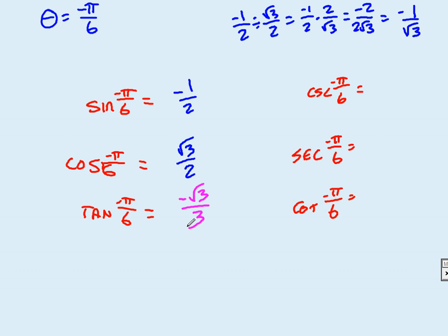Then again, I flip them around, so I'll have negative root 3 here. I'll again have 2 square roots of 3 over 3 here, sorry. And I get negative 2 as my answer for this one.